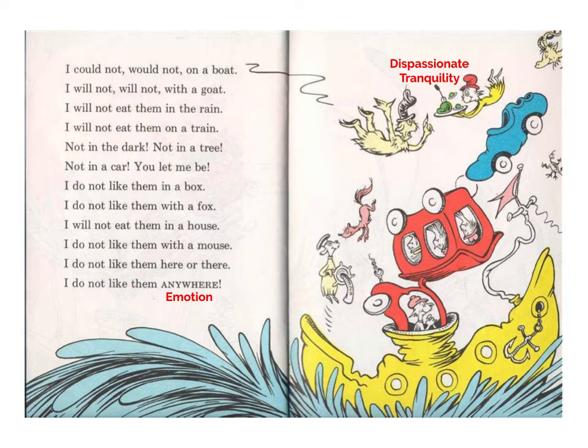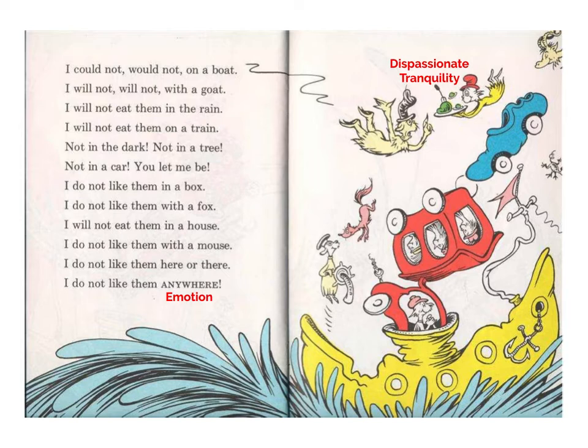I could not, would not on a boat. I will not with a goat. I will not eat them in the rain. I will not eat them on a train. Not in the dark, not in a tree, not in a car. You let me be. I do not like them in a box. I do not like them with a fox. I will not eat them in a house. Do not like them with a mouse. I do not like them here or there. I do not like them anywhere.